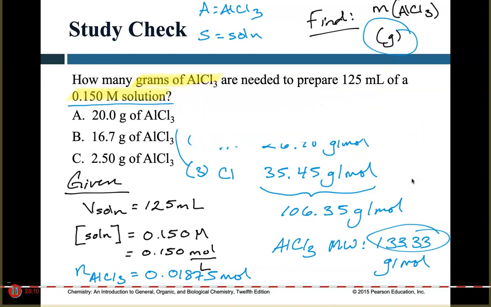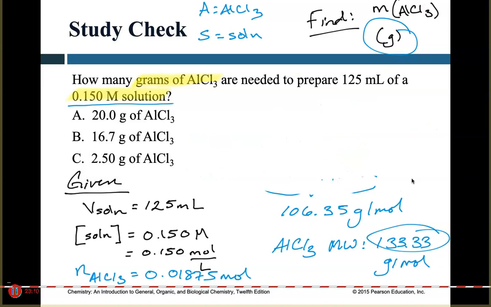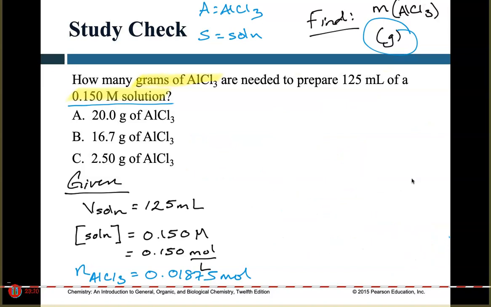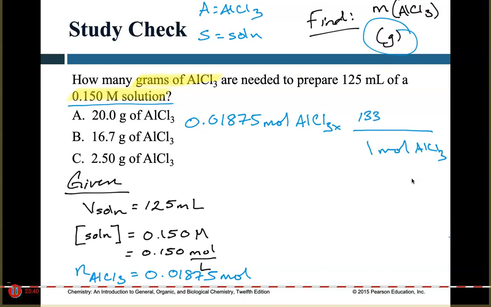So it seems like we've done kind of a lot, which we have. But if we get this into the process of how to solve these types of problems, they can go very, very quick. So there's my 0.01875 moles of my aluminum chloride. I'm going to use the molecular weight we just found. So in 1 mole of AlCl3, it weighs 133.3 grams of AlCl3. So I check out my units, moles AlCl3 cancel with moles AlCl3, and what I'm left with is my final answer.